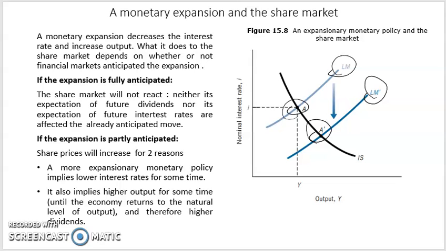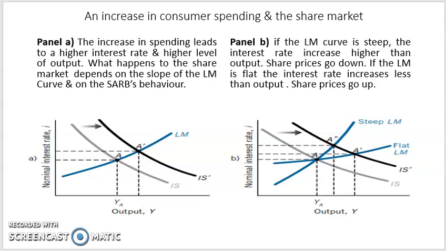They increase for two reasons. One, more expansionary monetary policy implies a lower interest rate for some time. Secondly, it also implies higher output for some time, until the economy returns to its natural level, and therefore higher dividends will be seen. As equation 15.11 depicts, both a lower interest rate and higher dividends, current and expected, will lead to an increase in share prices. The second what-if is that of an increase in consumer spending.